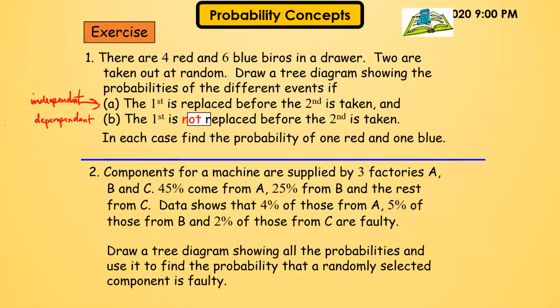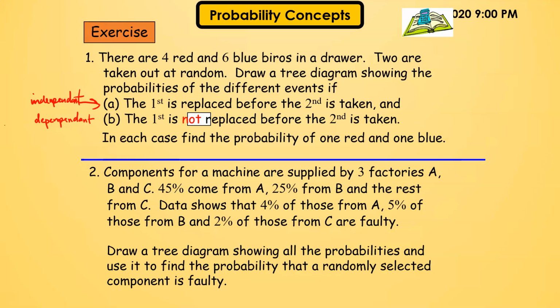45 come from A, 25 come from B, and the rest come from C. Data shows that 4% of those from A and 5% of those from B and 2% of those from C are faulty. Draw a tree diagram showing all the probabilities. Use it to find the probability that a randomly selected component is faulty.